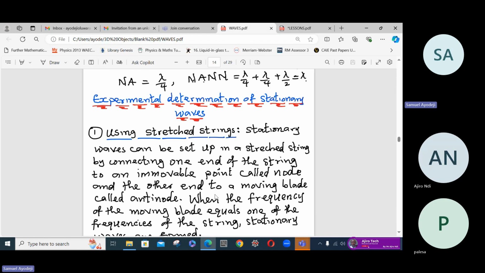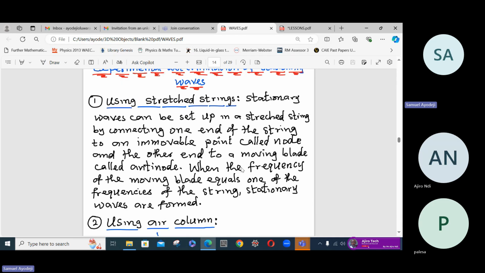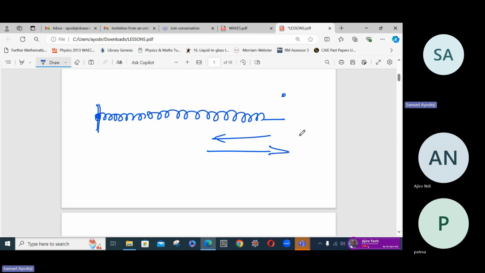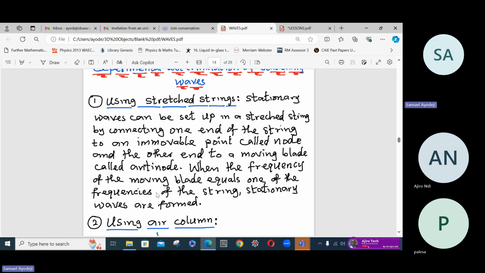So how does it work? The stationary wave can be set up on the stretched string by connecting one end to an immovable point called a node, where it does not move, and the other end to a moving blade, called an antinode. As you move it in and out, it compresses and extends, so you generate waves at a particular point. When the frequency of the moving blade equals the frequency of the string, then stationary waves are formed.